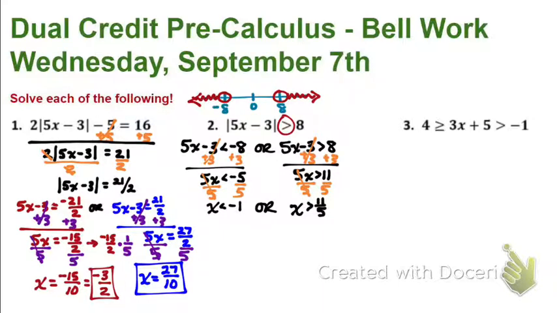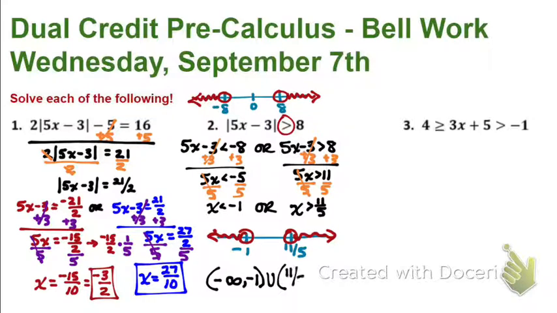Again, thinking about this on a number line, I've got -1 here, 11/5 here. This is my solution set. So when I go to write this using my interval notation, it is -infinity up to -1, union 11/5 to infinity.